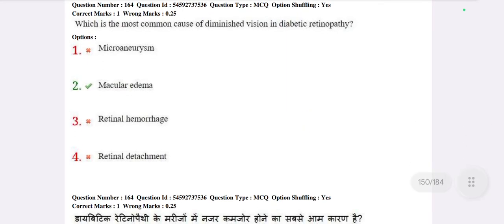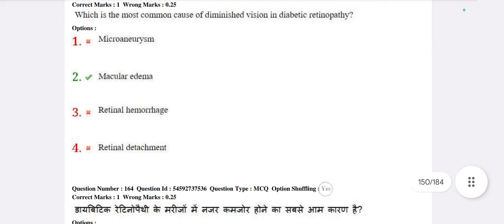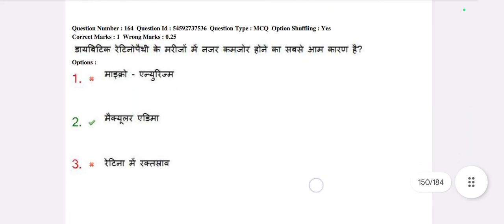Next question is, which is the most common cause of diminished vision in diabetic retinopathy? First, microaneurysm, second, macular edema, third, retinal hemorrhage, fourth, retinal detachment. Correct answer is second, macular edema.